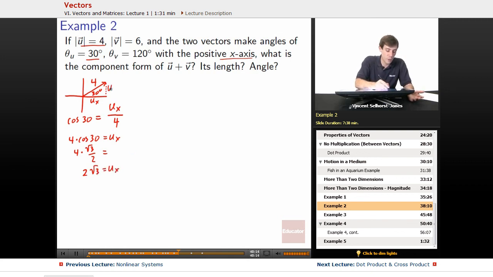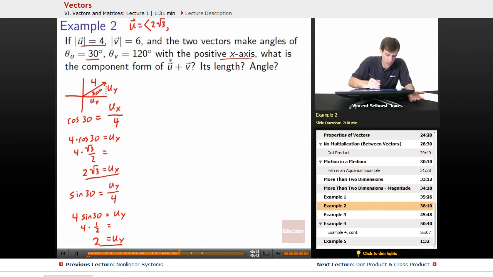Very similar thing going on if we want to figure out what uy is. It will be sine of 30 equals uy over 4. Multiplying by 4 on both sides, 4 sine 30 equals uy. 4 times sine 30 is just 1/2, so 4 times 1/2, so we've got 2 equals uy. So at this point, we've got that u equals 2 root 3, its x component, comma, and its y component, 2. And that's what our values for u are.